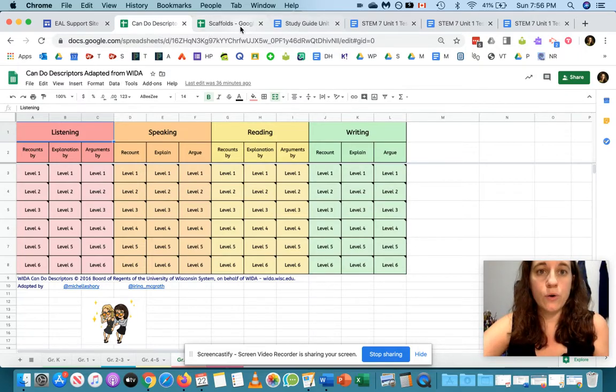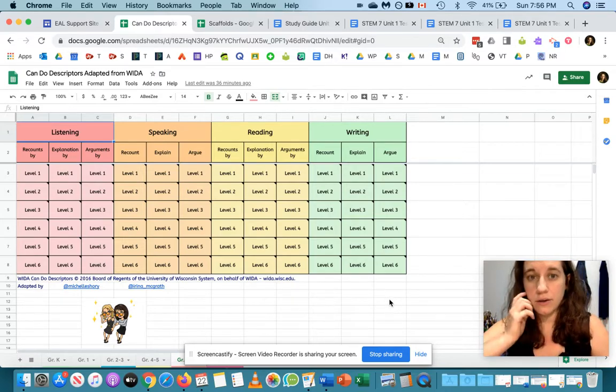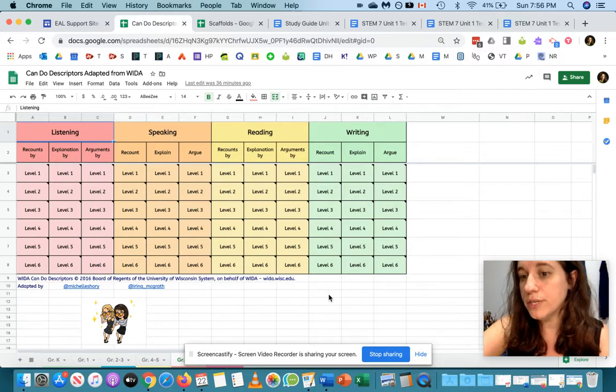Okay, so a couple of things to keep in mind is the different language levels of your students. So, what I have is this spreadsheet here that shows what students can do at different levels. So, generally, when you're having them write a test, you'll be looking at the writing. I know a lot of people want to do multiple choice, especially since we're doing online learning right now.